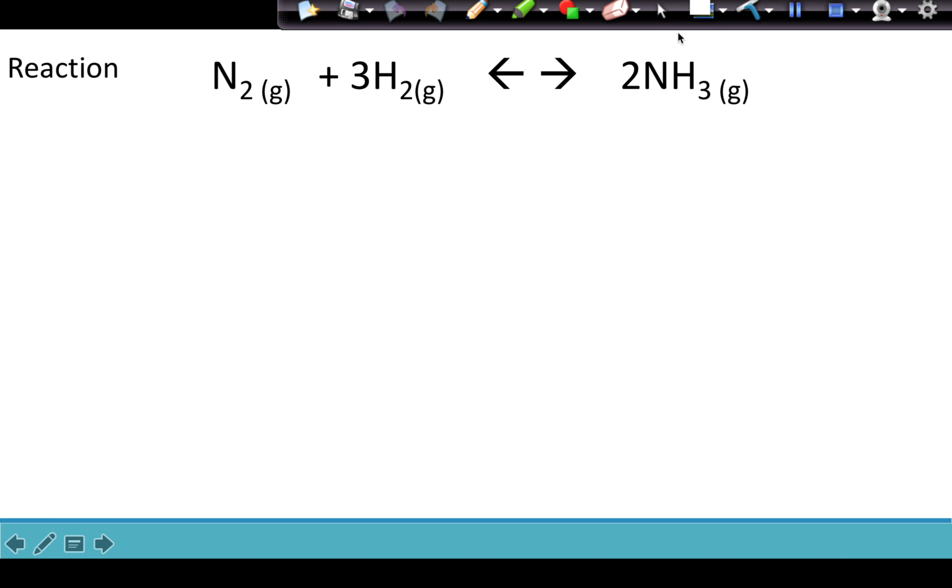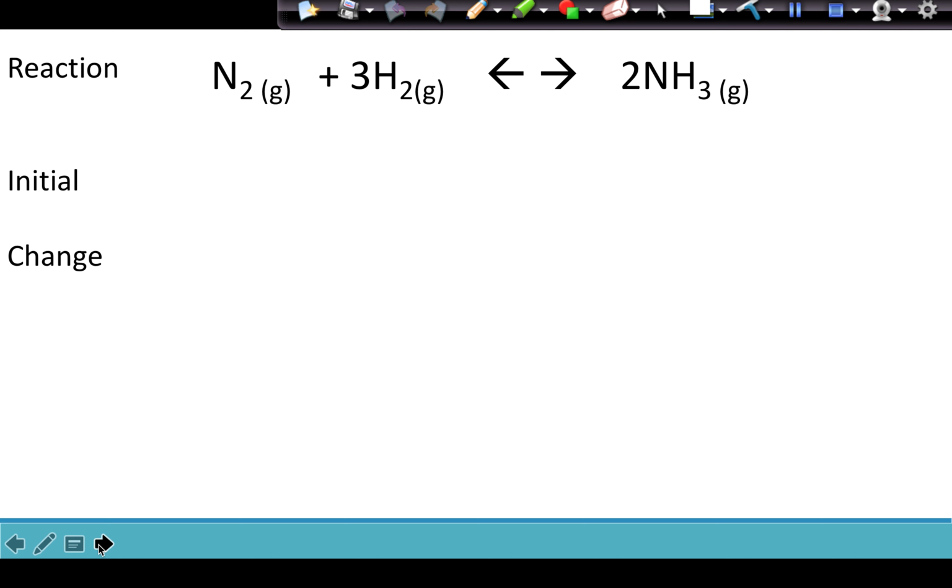So if you've already done some of this, hopefully you're just checking back to get some help here, or to just check your answers. But once again, the very first thing that you're going to do is make sure you have a reaction written out. So nitrogen and hydrogen gas combining to make ammonia. Don't forget that nitrogen and hydrogen are both diatomics, and the formula for ammonia is NH3.